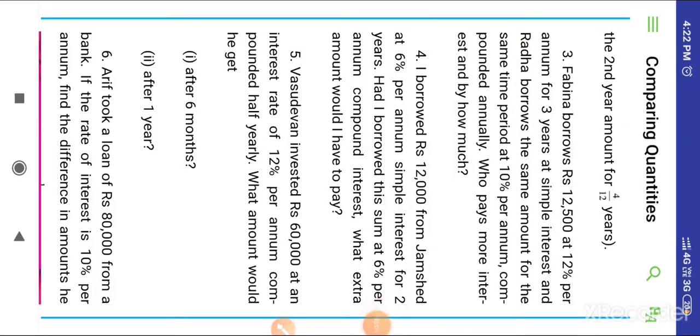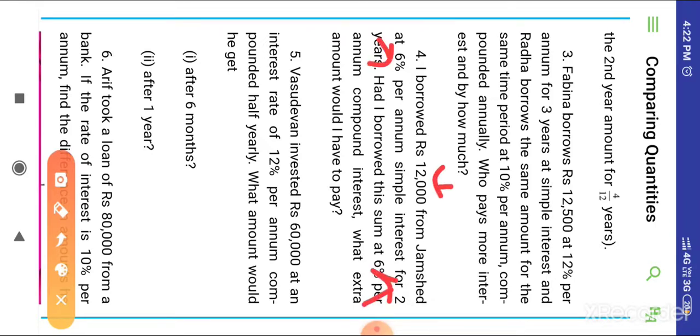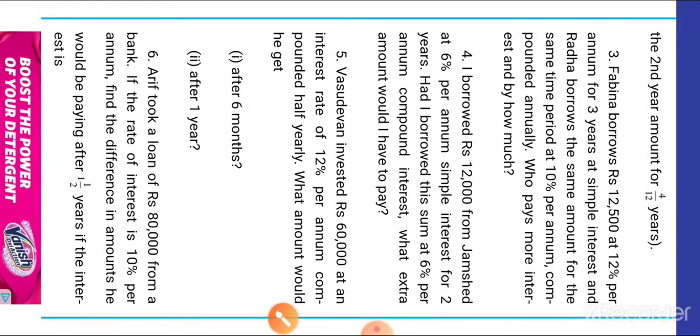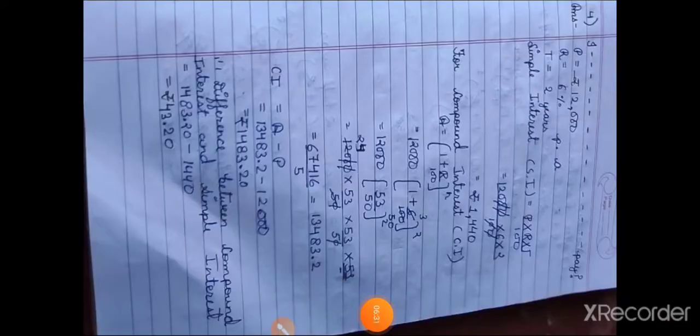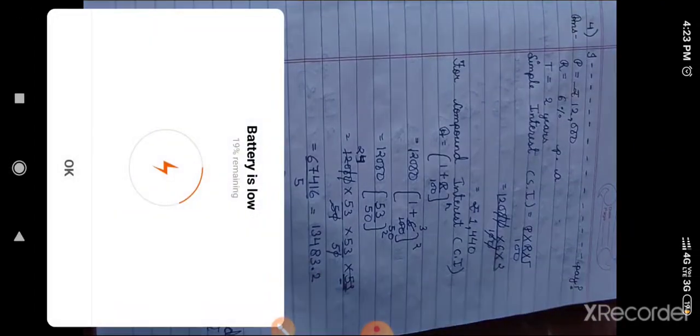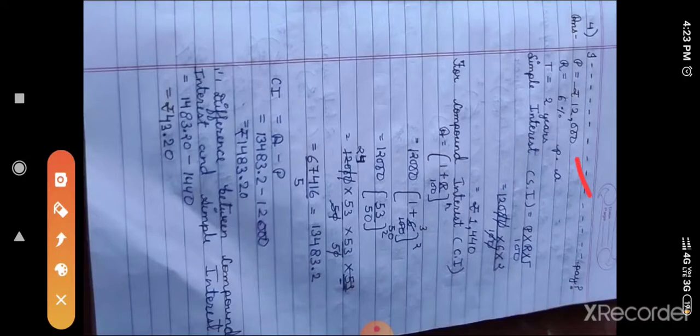Next question is: I borrowed rupees 12,000 from Jamshed at 6% per annum simple interest for 2 years. Had I borrowed this sum at 6% per annum compound interest, what extra amount would I have to pay? So in this question, 12,000 is the principal, 6% is the rate, and 2 years is the time period. First we note down all the information given: principal is rupees 12,000, rate is 6% and time is 2 years.